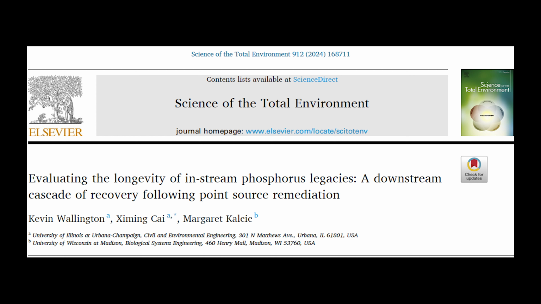Dr. Kevin Wallington of ETH Zurich University in Switzerland used a modified version of a well-known hydrological model called SWAT to explore what would happen to these legacy contributions if we reduced phosphorus loading from a particular wastewater utility in Illinois.